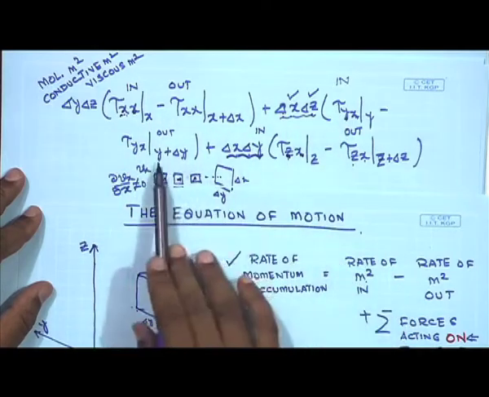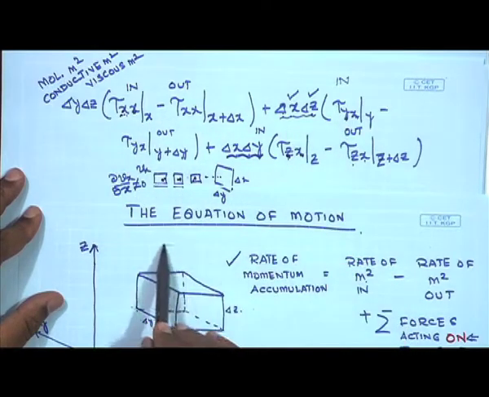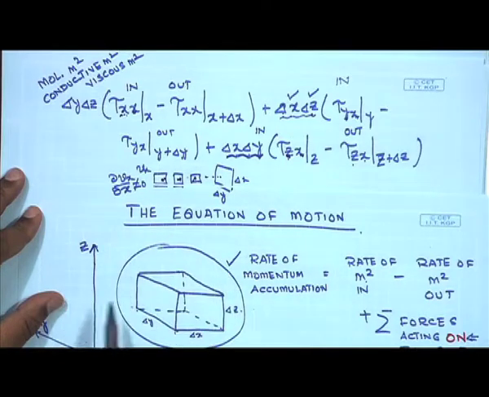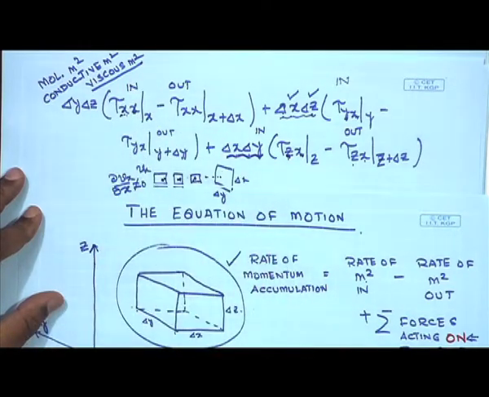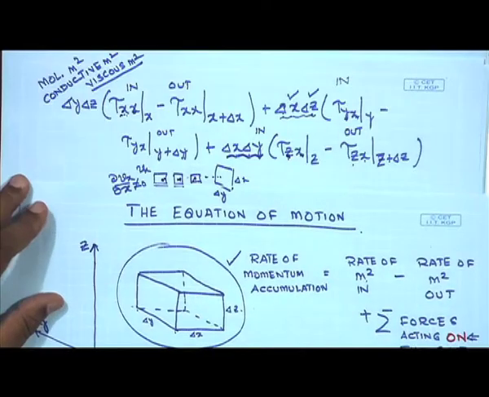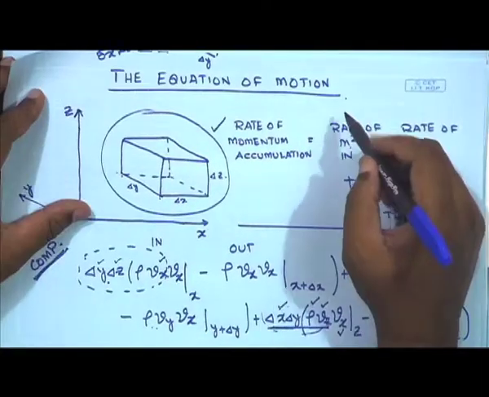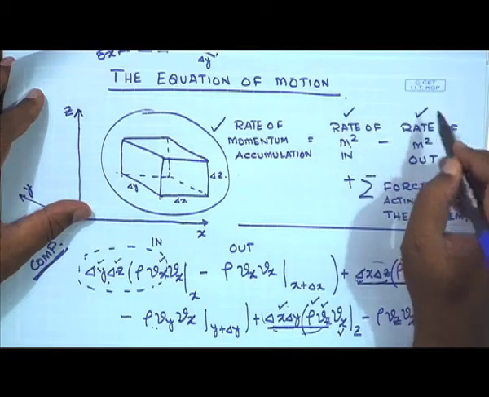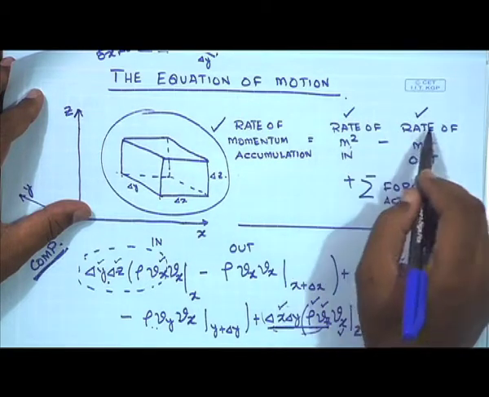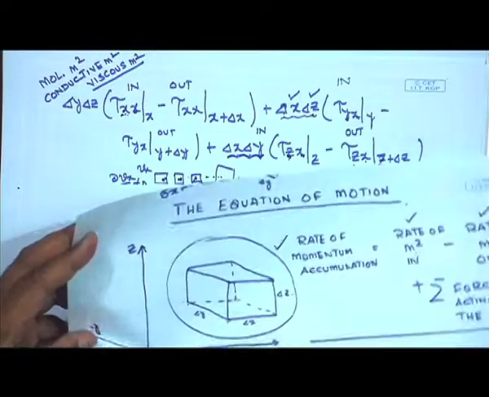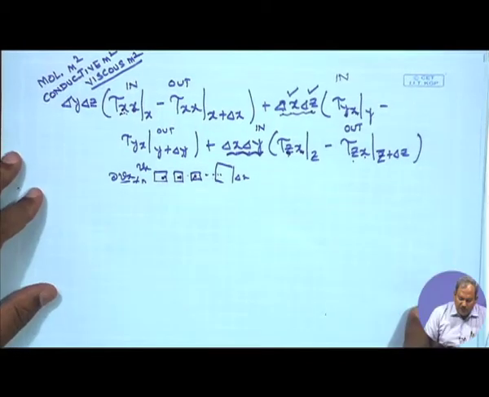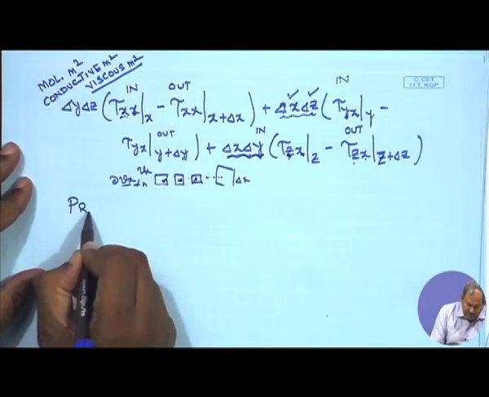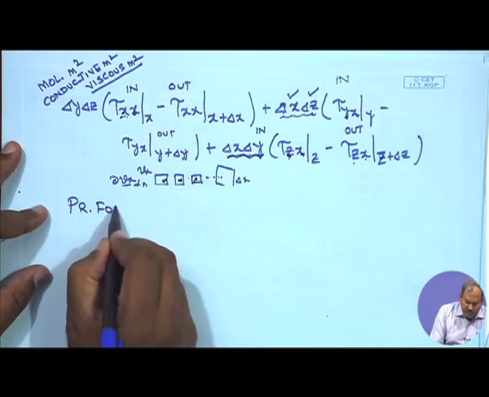So, these 6 terms in total would give you the amount of momentum which is coming into the control volume as a result of viscous transport of momentum. So, we have correctly identified in our equation of motion the rate of momentum in and the rate of momentum out, both for convective motion and the conductive motion. What is left right now is to identify the pressure forces and the body forces.